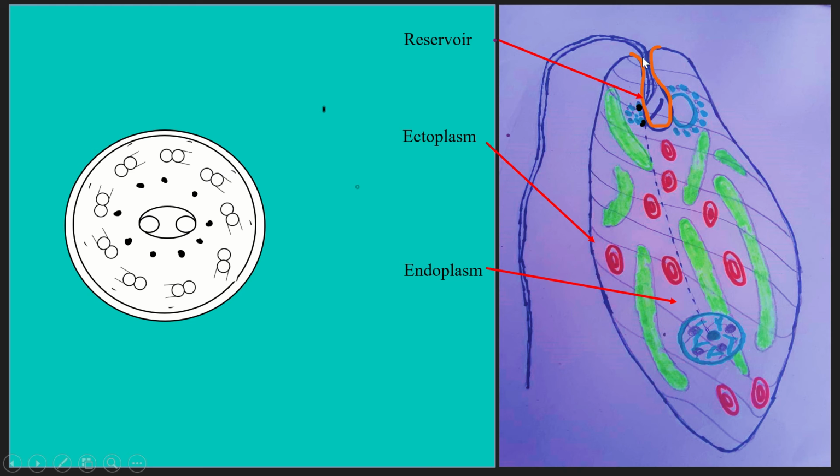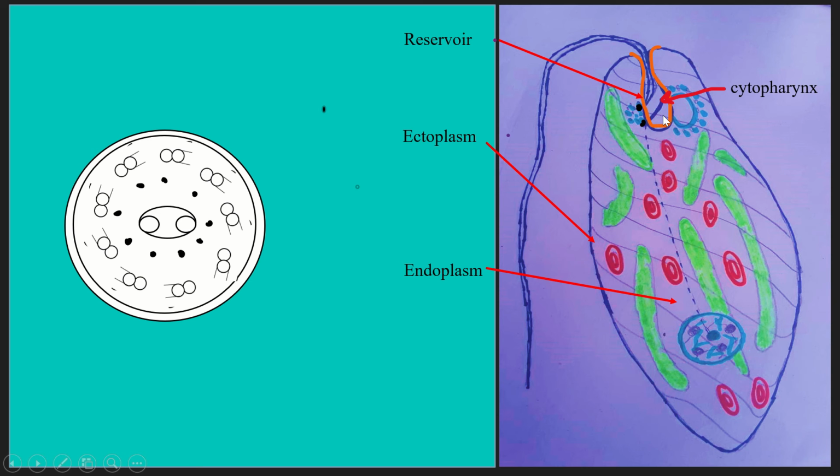Then towards the anterior side, there is a cup-shaped depression. At the blunt anterior end of the body, there is an invagination or a depression forming a flask-like structure, and it is called the reservoir, also called the flagellar sac. This flagellar sac is found towards the anterior blunt side.